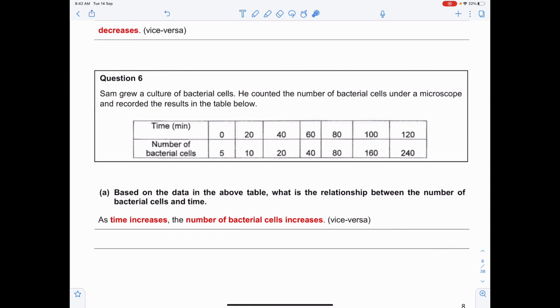Maybe we change this to "if" to make it more consistent. If distance x decreases, the amount of light detected should increase. Right, here's another one. Change this to "if" for more consistency, because this is a hypothesis, not a relationship question.